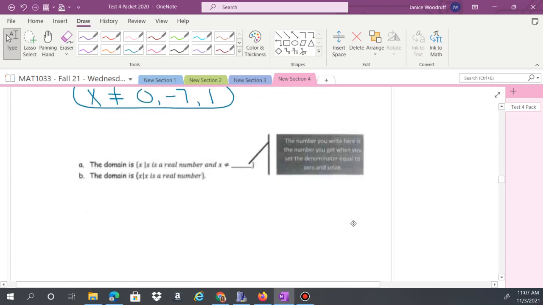And then we would put it in this A here. Okay, so B, that would just mean that there are no restrictions. Okay, so when you look at this, A and B, so A is x is a real number and it cannot equal 0, negative 7, or 1. If there were no restrictions, then you would pick B. So no restrictions would mean there's no values of x in the denominator. Okay, so it would just be a normal problem like x over 3.